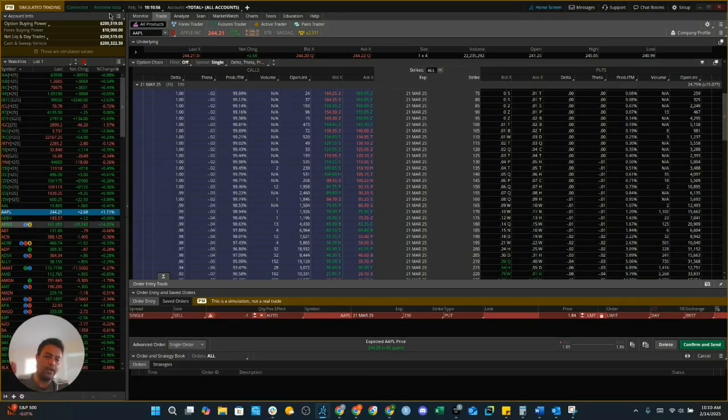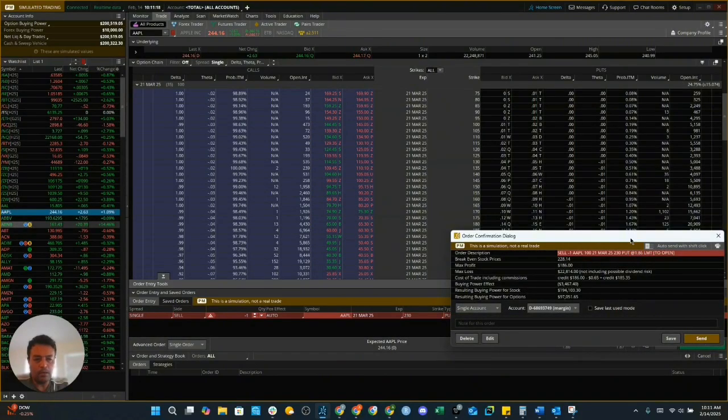So this I highly recommend. Open up a paper trading account at this software, which is Thinkorswim, and just start trading. Just start putting some money to work. This is very closely aligned with the real markets. It's just that the data is delayed. That's all there is. So let's put this in. Actually, the market has moved, so we're collecting 1.86 now. Confirm and send.